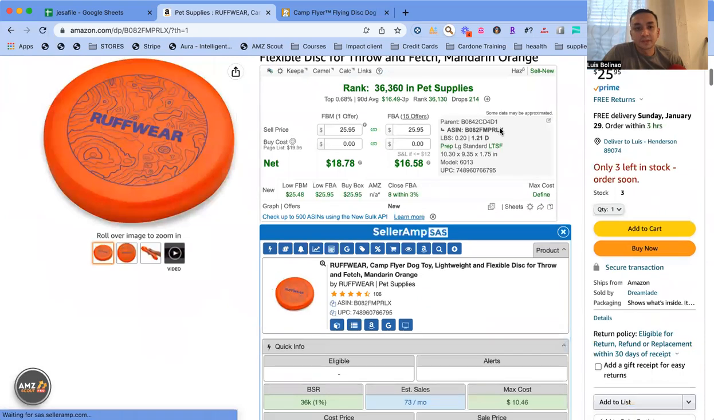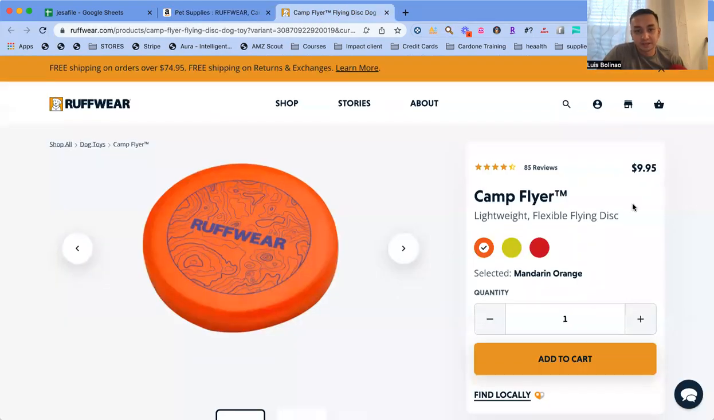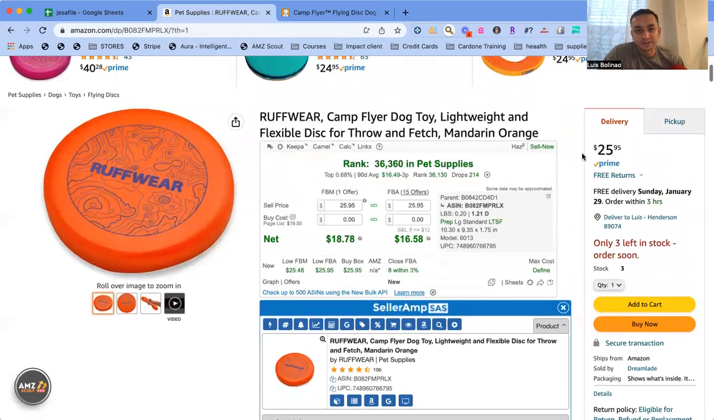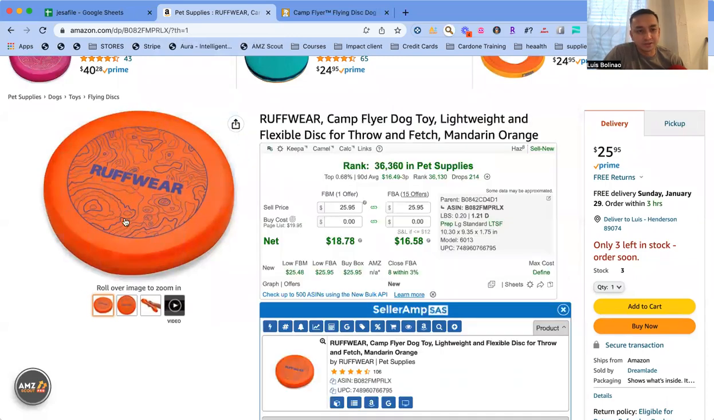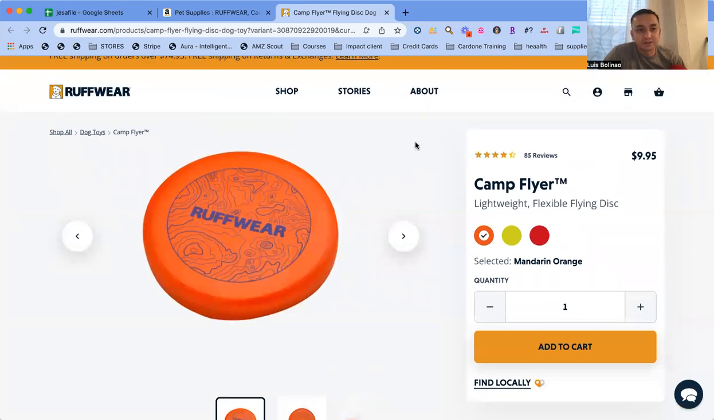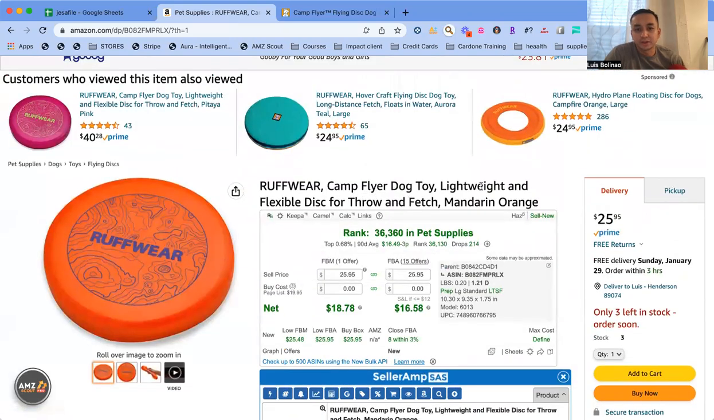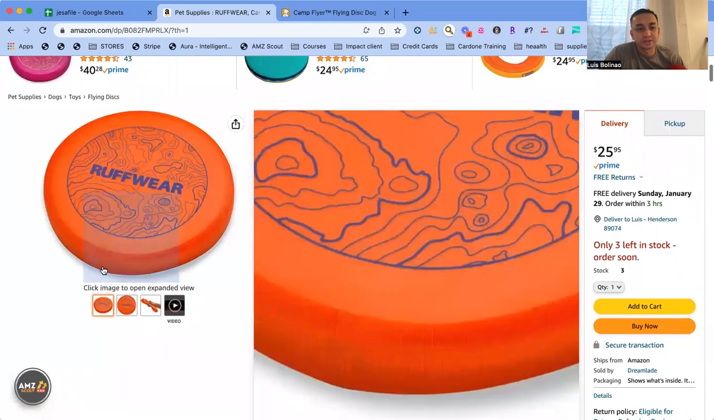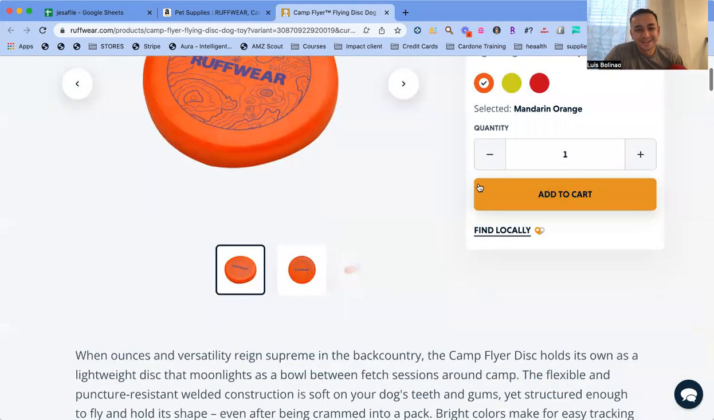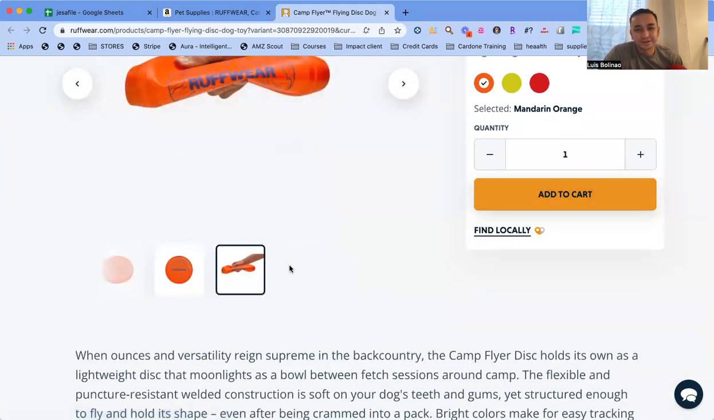Your Seller Amp. Now we go to your supplier's website. First up is to really check if the products match. This is very detailed, so look at the picture, the size, color, titles, weight, stuff like that. Just really double check. This one looks the same. Campfire, lightweight, okay. Orange. And then investigate a little bit. Look at the photos. Okay, looks good.